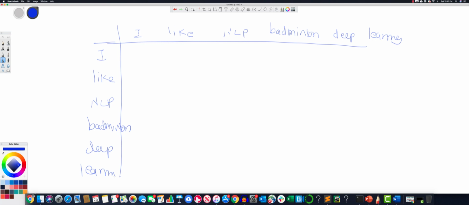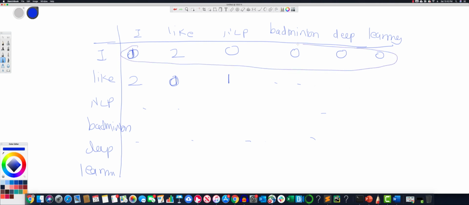For example, the word I occurs with I one time, the word like occurs with I two times, the word NLP occurs with I 0 times, badminton 0 times, deep learning 0 times, right? Similarly, the word I appears with like 2 times, like appears with like 0 times, right? NLP occurs with like next to it 1 time. So we keep on plotting these co-occurrence counts, right? So this basically gives us a word vector itself, right? For example, we can consider this as the word vector of I, then this as the word vector of like.